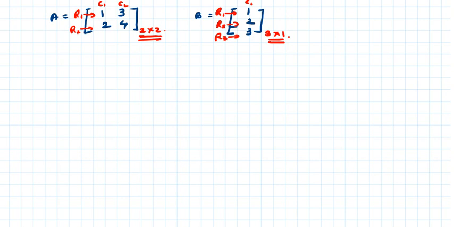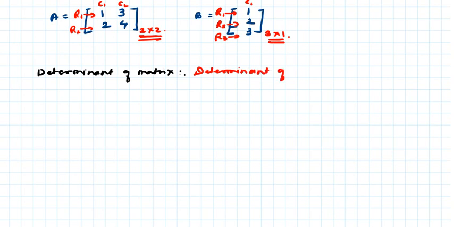Now the next thing is the determinant of the matrix. What is a determinant? The determinant of only a square matrix is defined.